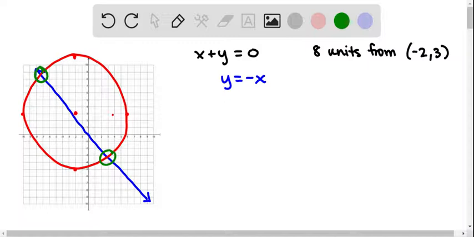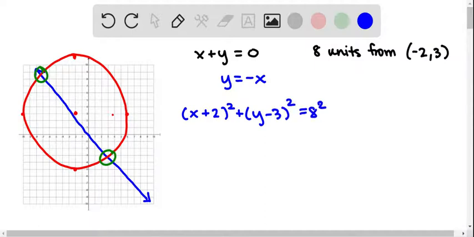So we know the center of the circle, we know the radius of the circle. We can substitute those into our center radius form, and we have (x plus 2) squared plus (y minus 3) squared equals 8 squared. And because we know that y equals the opposite of x, we can substitute the opposite of x in for y in the equation.